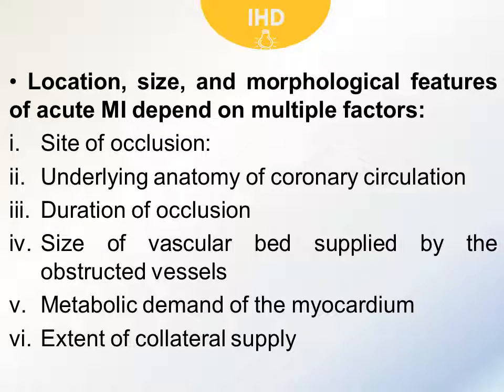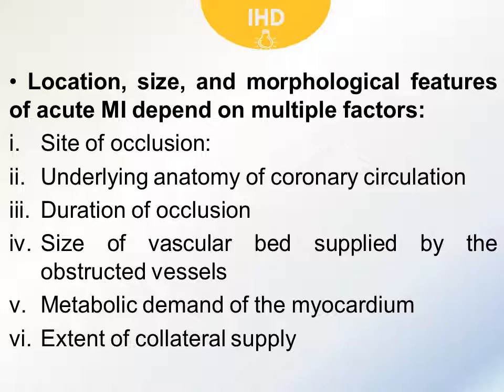The location, size, and morphological features of acute myocardial infarction depend on multiple factors. First, we have the site of occlusion. Occlusion of the left anterior descending coronary artery, about 40 to 50%, leads to infarction of the anterior and apical areas of the left ventricle and adjacent interventricular septum. Right coronary artery occlusion leads to infarction of the posterior and basal portion of the left ventricle.